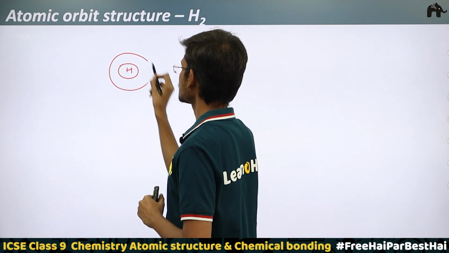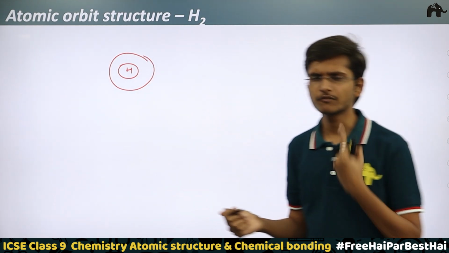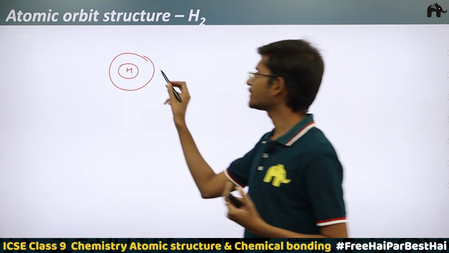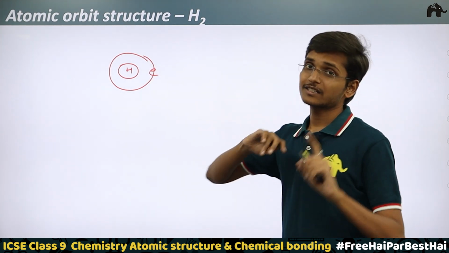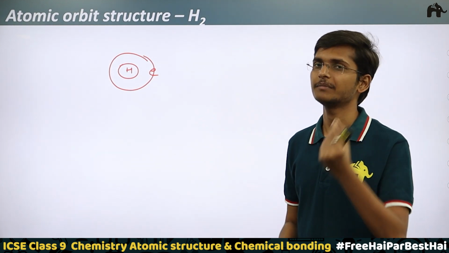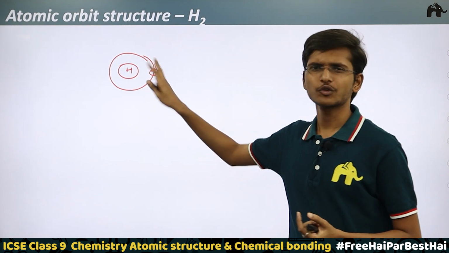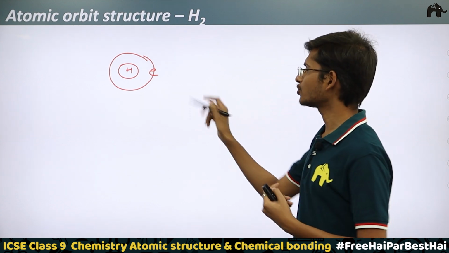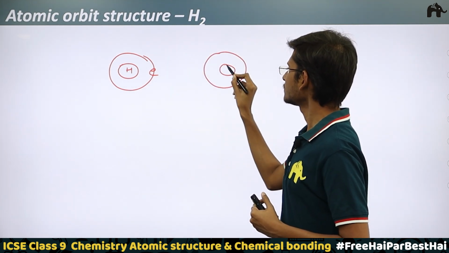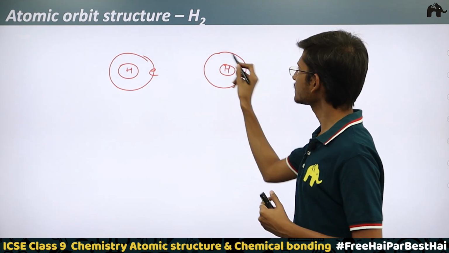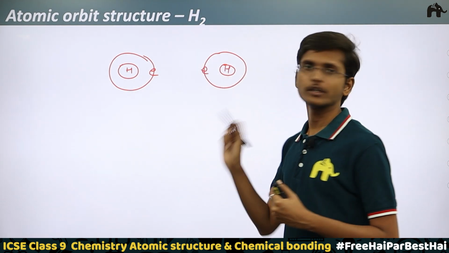And then the shell. Hydrogen has only one shell, and in this one shell it has only one electron. It lacks a neutron. This is a very basic thing. There is no connection to the neutron here, but still I have told you this. Now another hydrogen atom: this is the nucleus, this is the first shell, and this is the only electron.